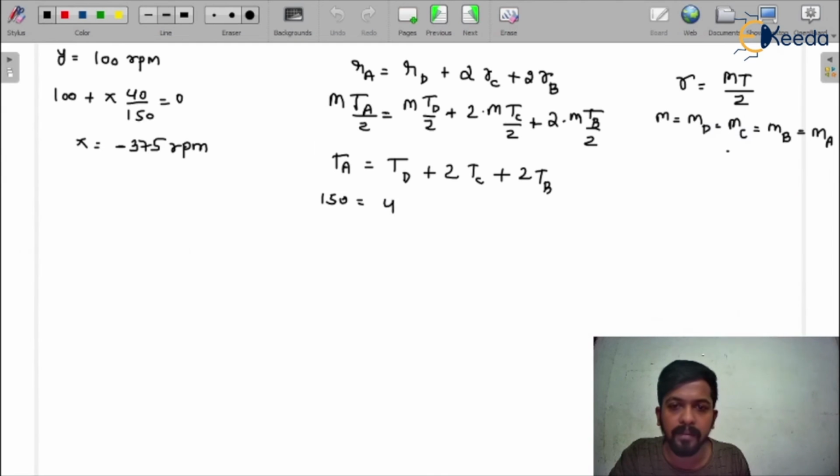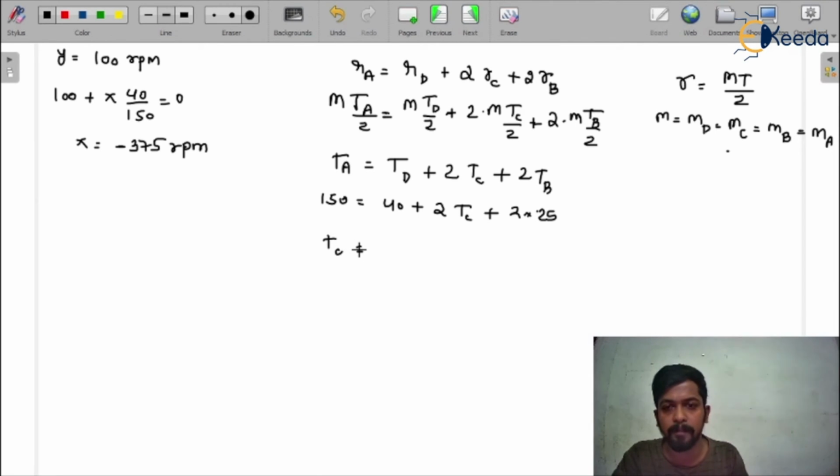TD is 40 plus 2 multiply TC, we have to find out. And what is 2 multiply TB? It is given, that is 25. 2 multiply 25. Now you just have to solve this equation. You will get the value of the number of teeth on the gear C.